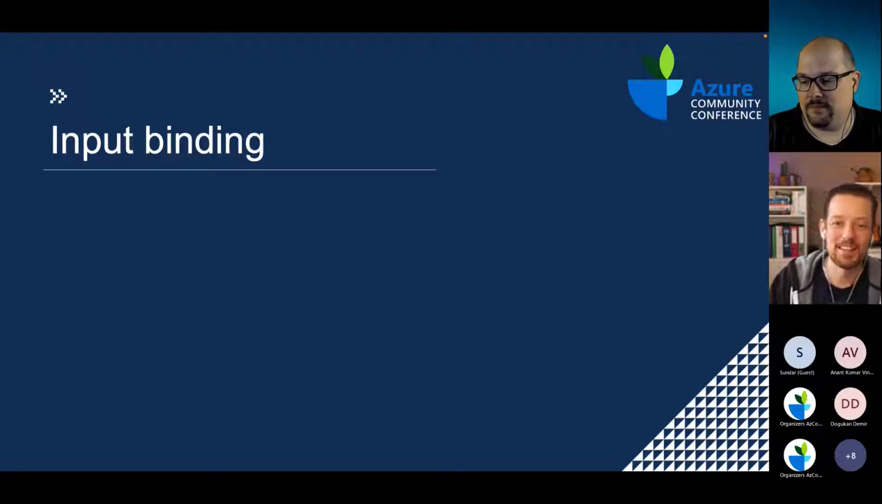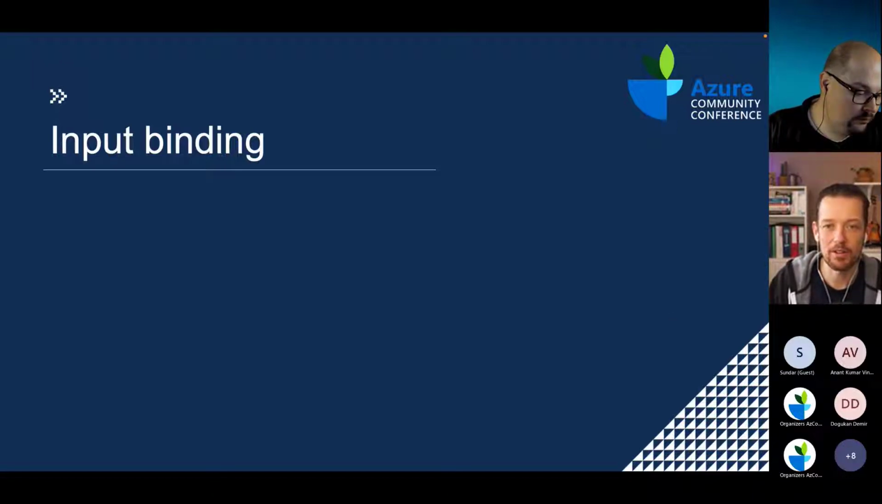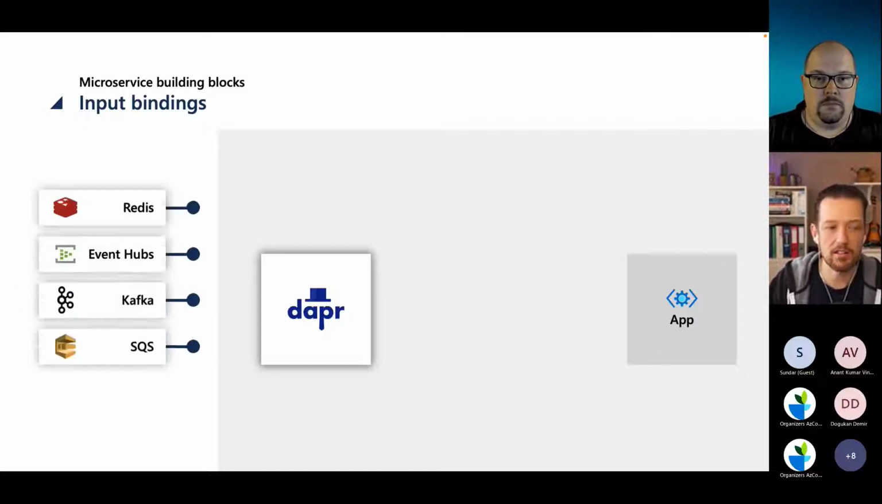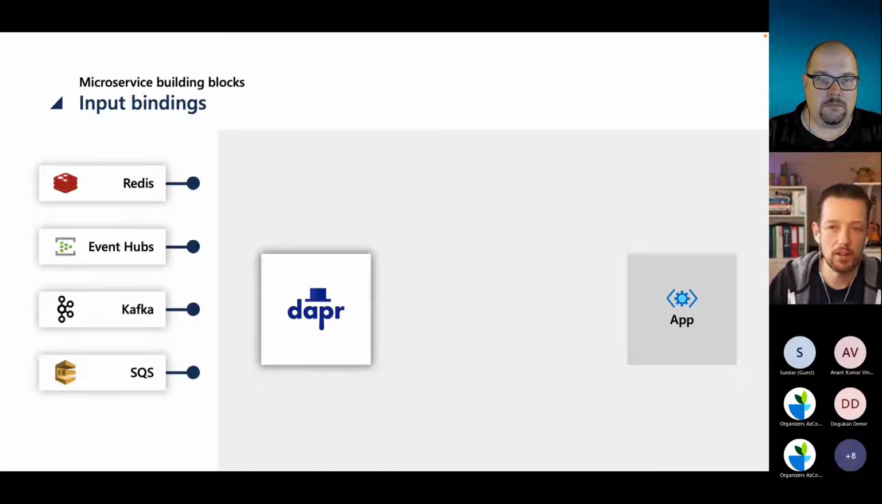Yes. So this is the other side of the equation. Output bindings, as Edwin told you, are used to invoke external systems. Input bindings can make your application react to external events. So you can basically think of these as triggers for your code. And of course, again, there are a lot of different components that you can use them with. Here are only some of them.